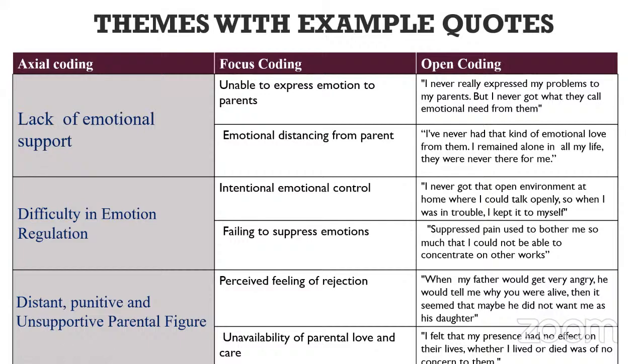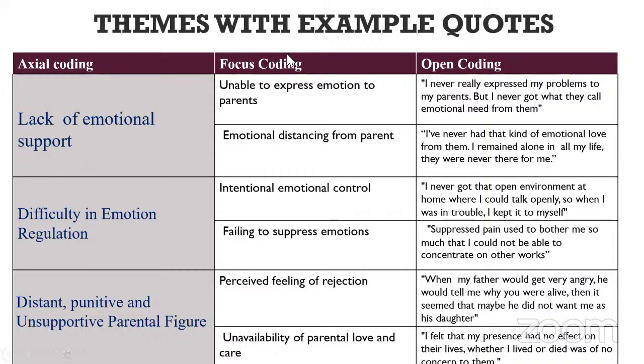So from this open coding, we could guess how we can derive the focus coding part. Then comes the axial coding part: the most prominent theme coming from the focus coding part. Is there any common theme actually coming out from the focus coding? Then we can club those codes together and make one axial coding.